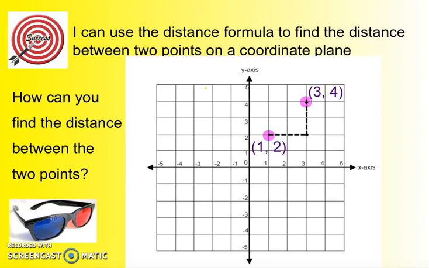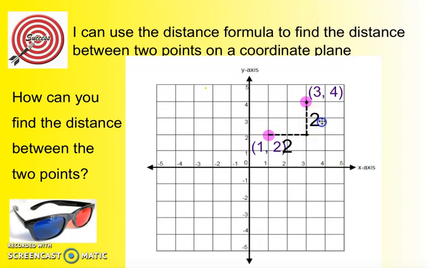Okay, so here we have a coordinate plane and 2 points have been plotted. And I want you to figure out how can you find the distance between these points? Well, here's what I notice. I notice that if I start at ordered pair 1, 2, and I move right 2 and up 2, I actually get to ordered pair 3, 4.